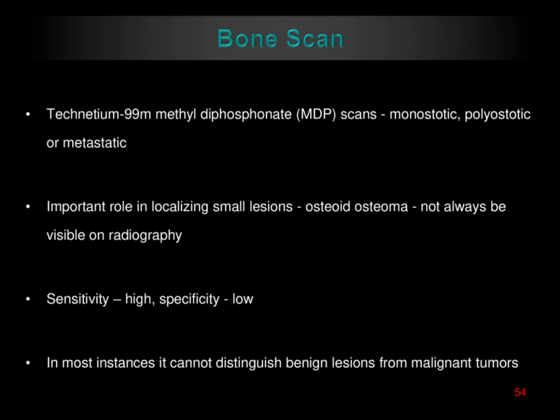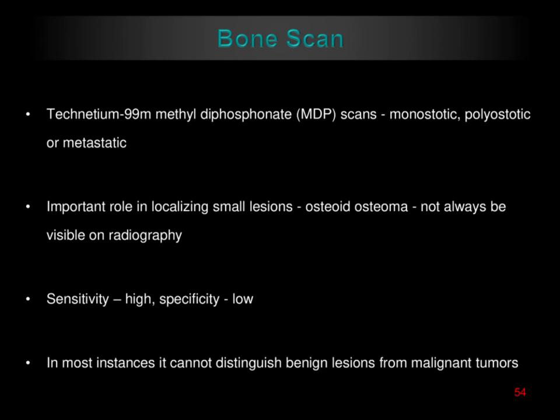When it comes to bone scan, it is the technetium 99m methyl diphosphonate, or MDP, which is used as the radiopharmaceutical, which helps us in basically screening the entire skeletal system for bone lesions. It will help us identify whether a particular lesion is affecting a single site in the skeletal system or whether it is affecting multiple sites. So whether a lesion is monostotic, polyostotic, or whether it is some form of metastatic disease.